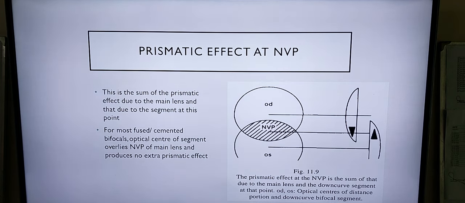Another phenomenon is prismatic effect at NVP. This is the sum of the prismatic effect due to the main lens and that due to the segment at this point. For most fused or cemented bifocals, the optical center of the segment overlies the NVP of the main lens and it produces no extra prismatic effect.